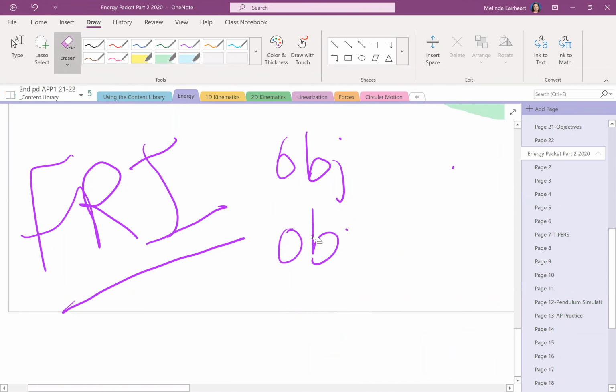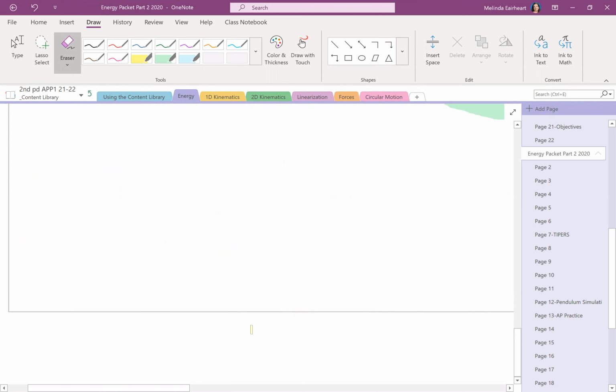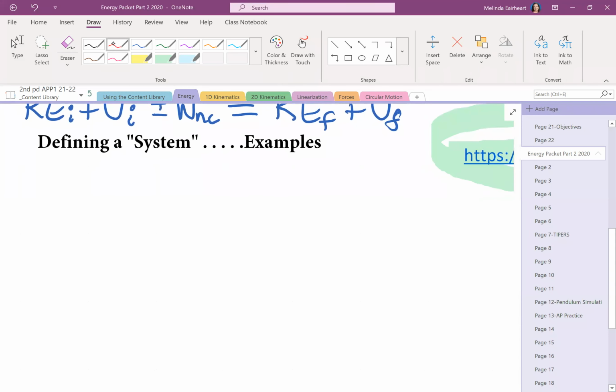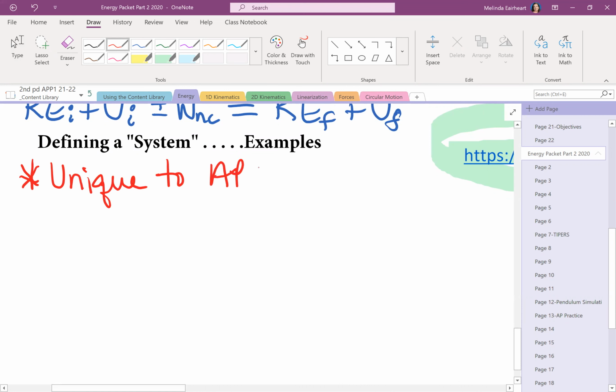Let me erase. Those were just notes to me. And so how you define a system, the first thing I'm going to say is some of this is unique to AP physics. In other words, you talk to your friends in other AP or non-AP physics classes, or you go to even Khan Academy, or just a textbook, it may not make this distinction. But on the May 12th exam, expect at least one, maybe even two questions that are going to get into this distinction that I'm talking about. So what's unique to AP?